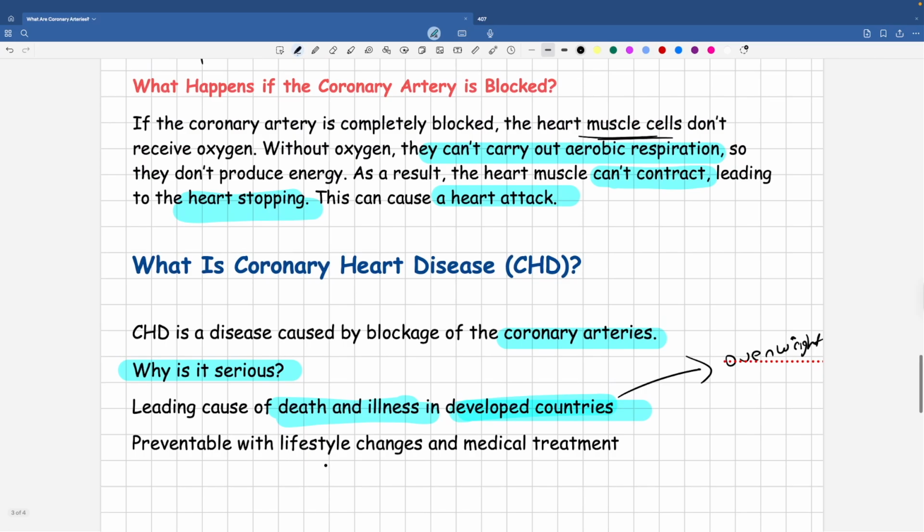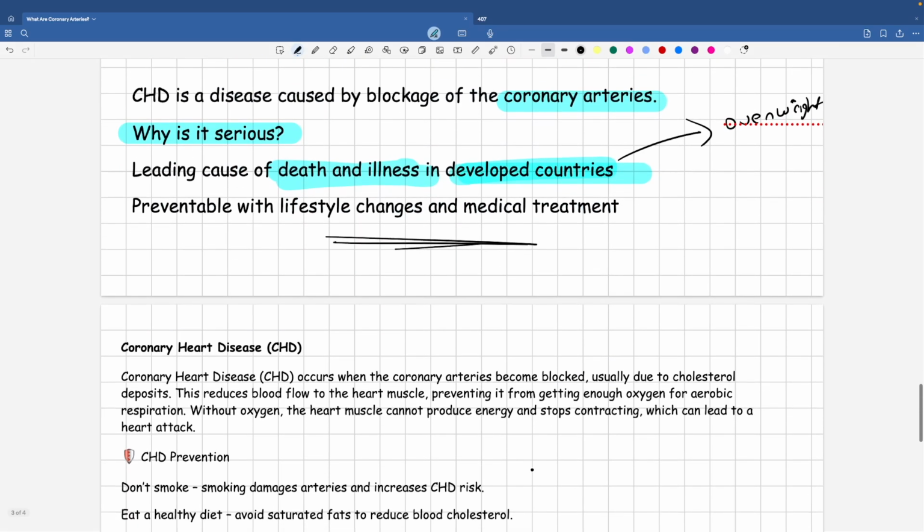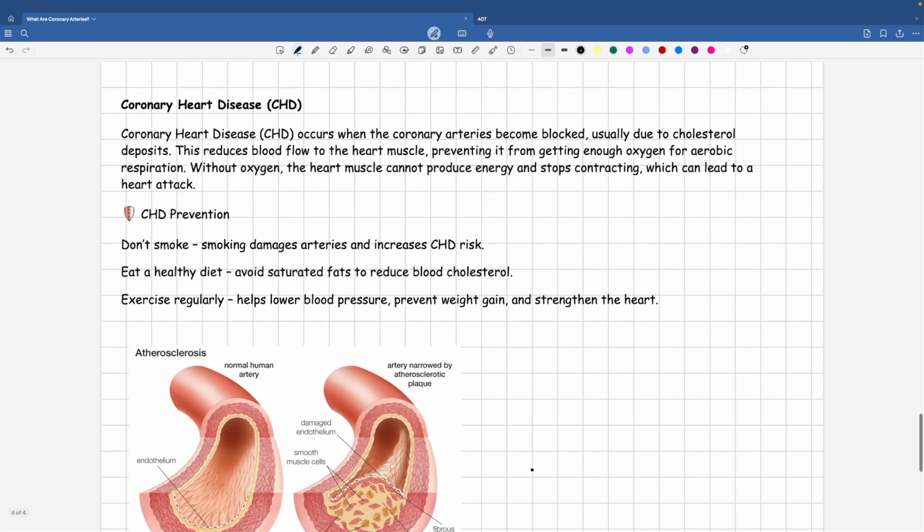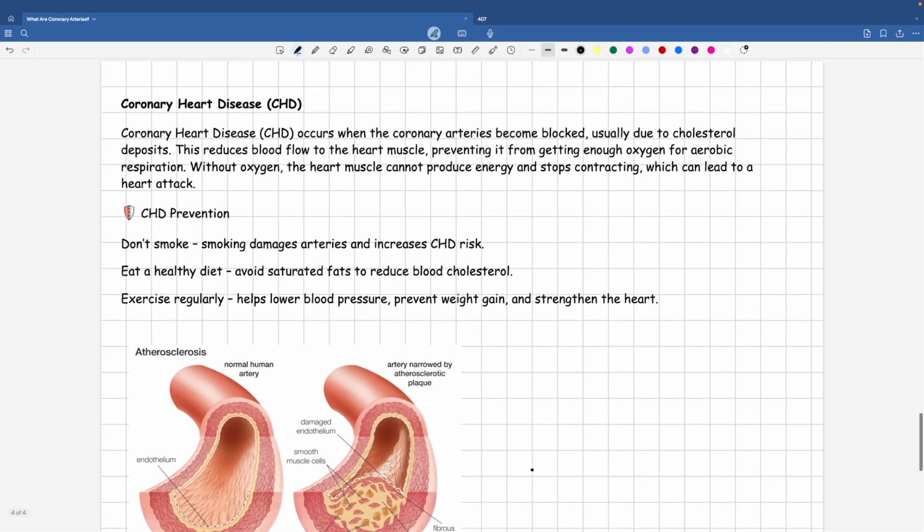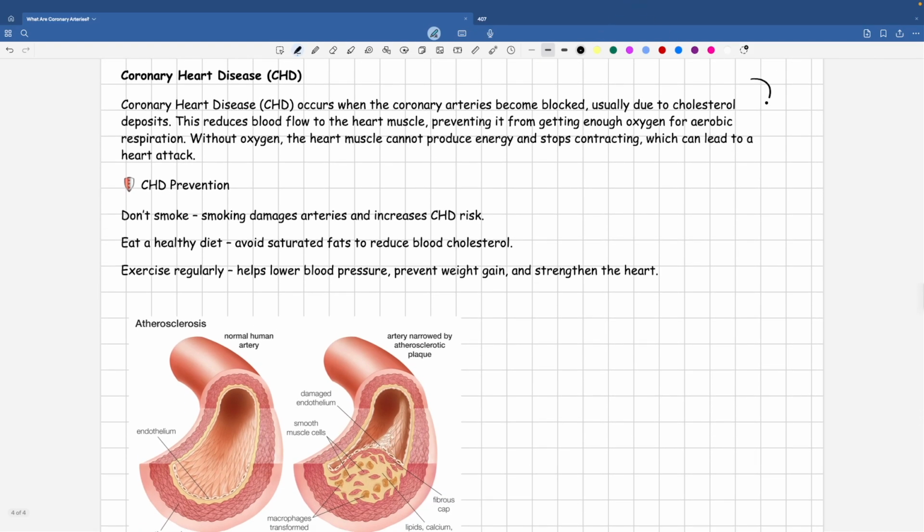However, CHD is completely preventable depending on your lifestyle and medical treatment. For example, I explained the same thing over here. You could just write down the definition of it for your improvement. So it could be really preventable.